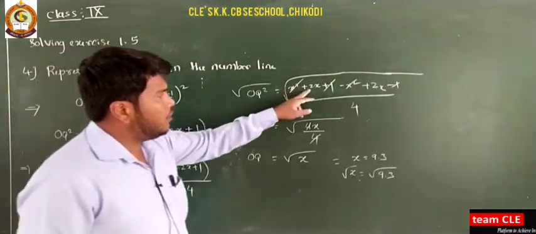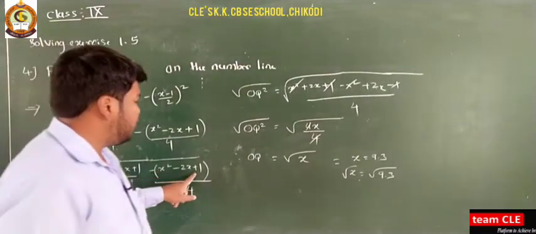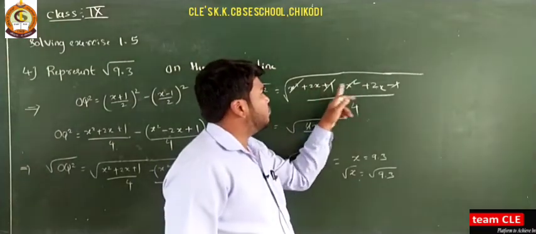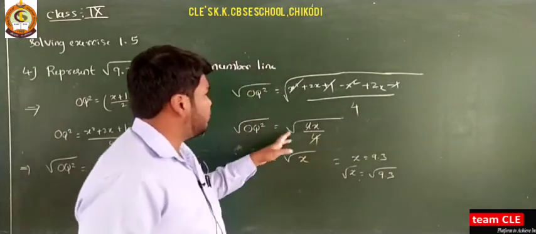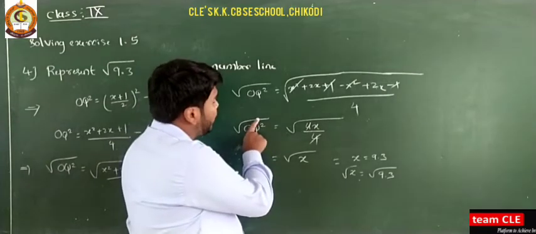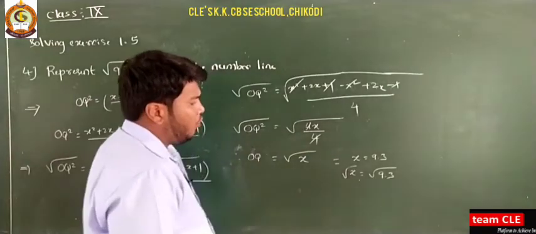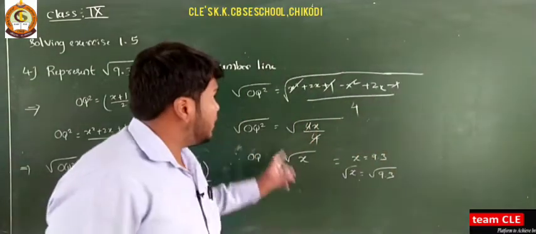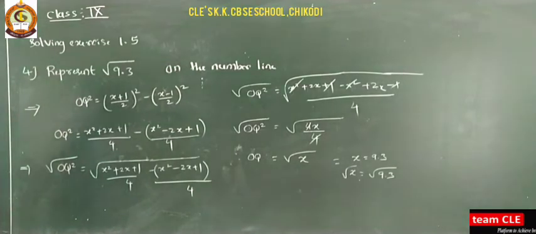Okay, so now see, x square plus 2x plus 1, multiply the minus sign inside: minus x square plus 2x minus 1. So x square minus x square gets cancelled, plus 2x plus 2x is 4x, plus 1 minus 1 gets cancelled. So you will get root of OQ square is equal to root of 4x by 4. In the next step, the square and root get cancelled, remaining is OQ and this is root of x. So x is equal to 9.3. Okay, go through this video and solve this example, it is very, very important for your future. So all of you note down this problem.